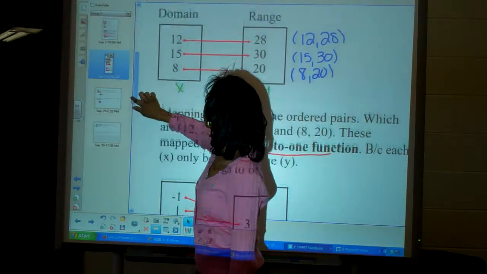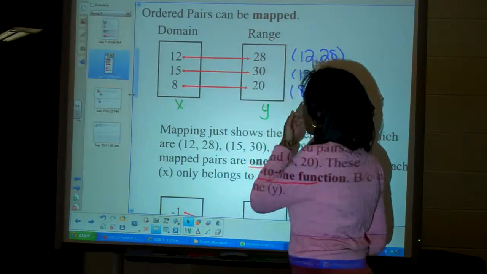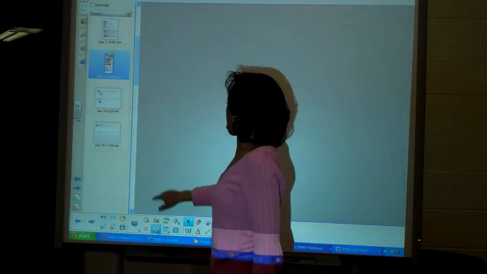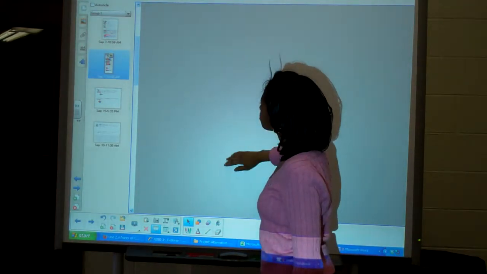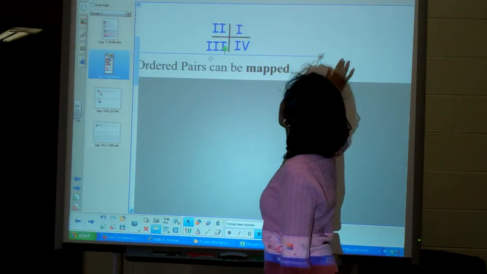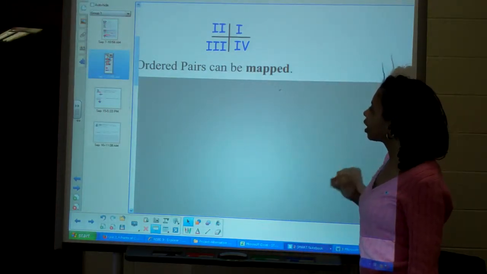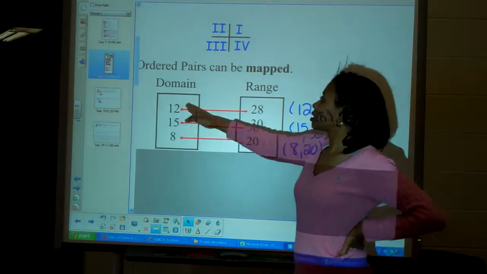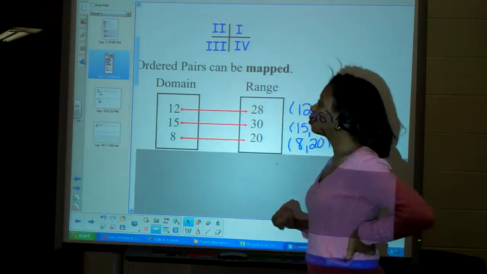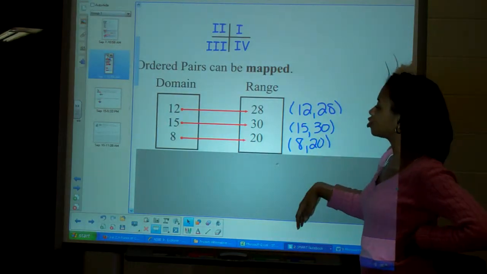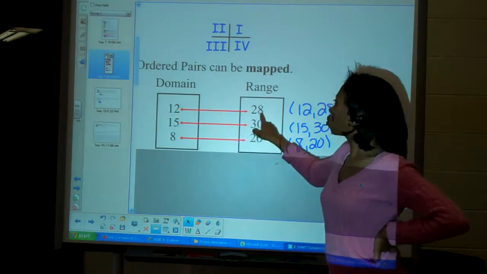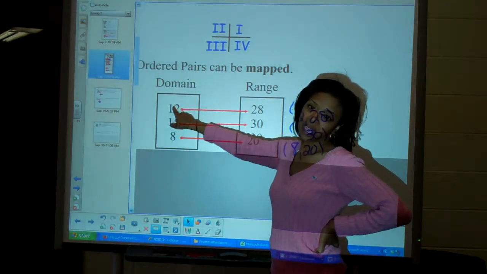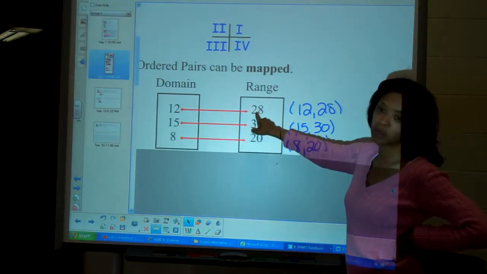So let's look here. We talked about mapping. And when we map something, it'll look something like this. We have our X and our Y values, and as I stated, the X will be your domain and your Y will be your range. You will notice that each X has only one Y associated with it. So X, or our domain, 12, is associated with the output or the range or the Y.